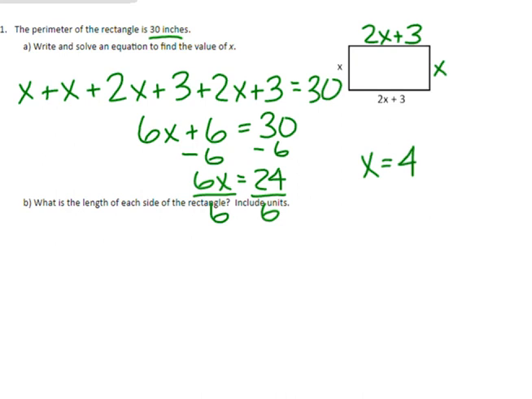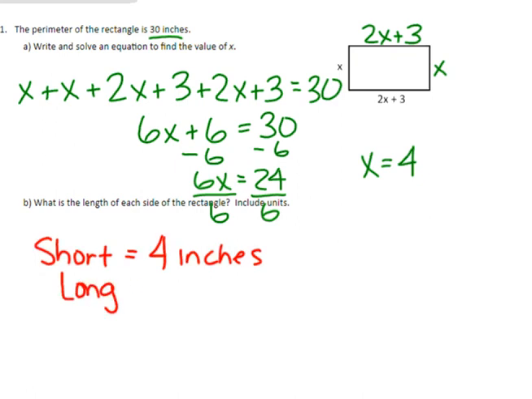Then it says what's the side length of each of your rectangle sides. So we could say that the shorter sides are, since they're equal to x, they're each going to be 4 inches. And the longer sides, for those we would do 2 times 4 plus 3, which would be a side length of 11 inches. And then it's a good idea to do a very quick check.